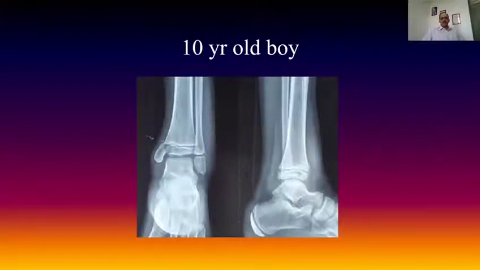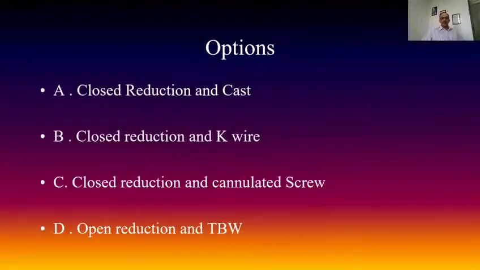This is a 10-year-old boy with this kind of an ankle injury, which was diagnosed by a general orthopedic surgeon as a medial malleolus injury. So how would you manage this? There are four options: either a closed reduction and a cast, a closed reduction and K-wire, a closed reduction and a cannulated screw, or an open reduction and TBW, which people tend to do for a medial malleolar fracture.